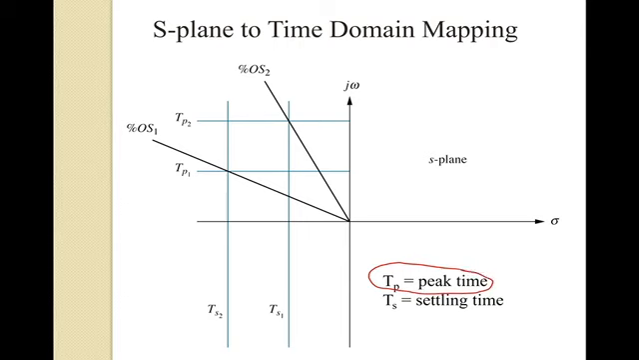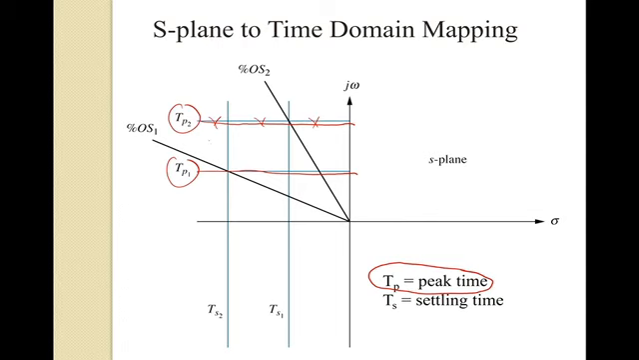That's the time where the peak overshoot occurs. Now notice for my peak time, I have two horizontal lines, here and then here. So if I have poles on any of these lines, that will have the same peak time relative to when the overshoot occurs.